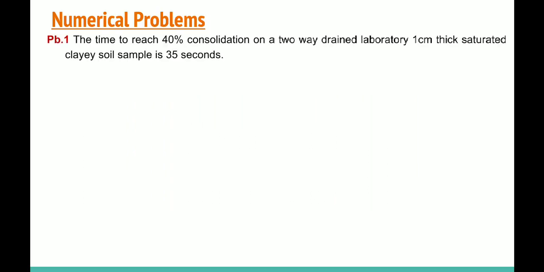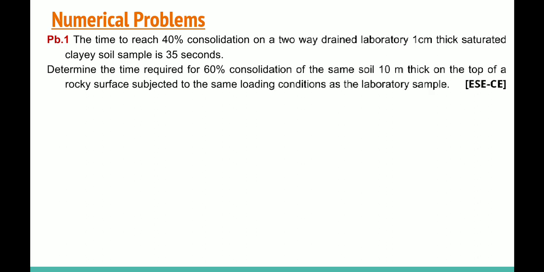The time to reach 40% degree of consolidation on a two-way drained laboratory 1 centimeter thick saturated clay soil sample is 35 seconds. Means time to reach 40% degree of consolidation for 1 centimeter thickness of soil is 35 seconds. So determine the time required for 60% consolidation of the same soil. Just focus, same soil. So 10 meter thick on the top of the rocky surface subjected to the same loading condition as the laboratory sample.